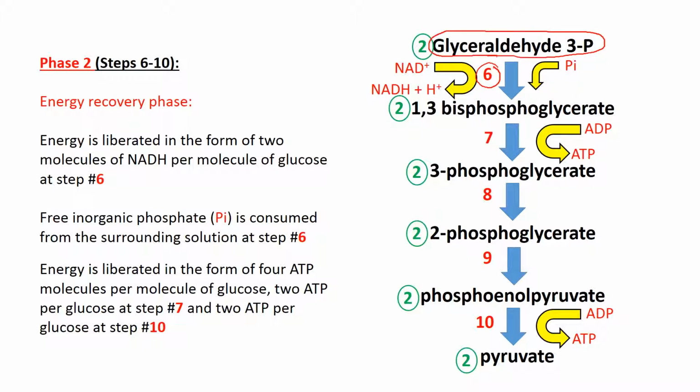During step 6, the glyceraldehyde 3-phosphate is converted to 1,3-bisphosphoglycerate. So you can see that glyceraldehyde 3-phosphate has 1 phosphate on carbon 3, but the following product has 2 phosphates on it, 1 on carbon 1 and 1 on carbon 3. So it's called 1,3-bisphosphoglycerate. So it has 2 phosphate atoms attached to it.